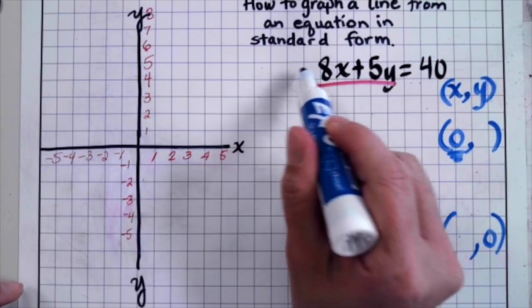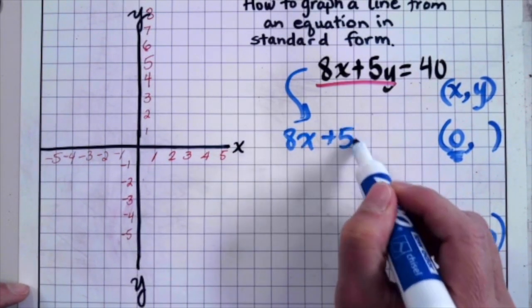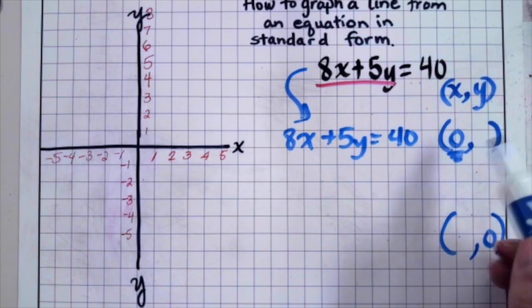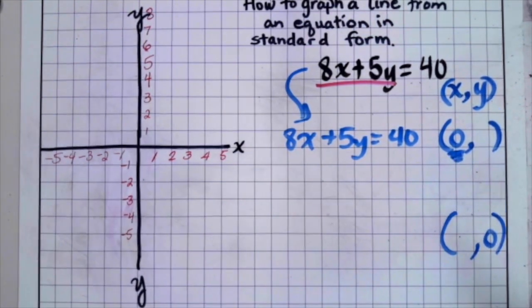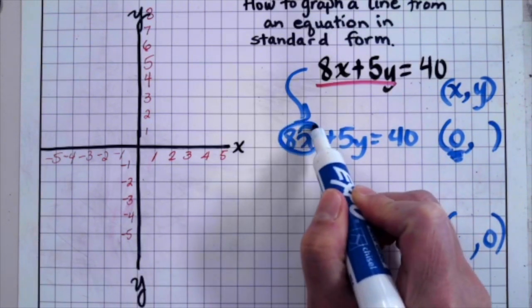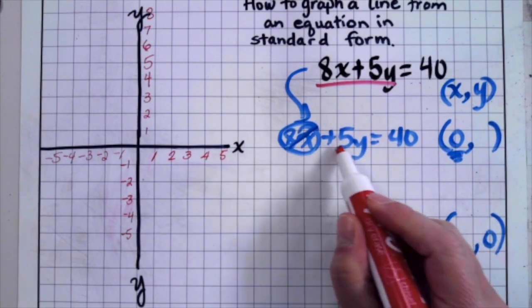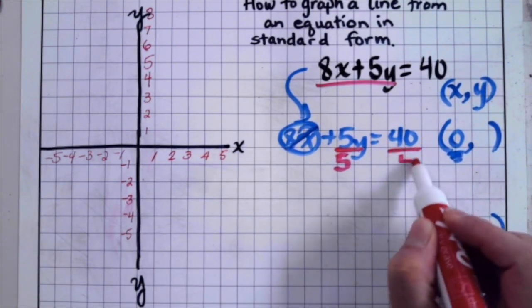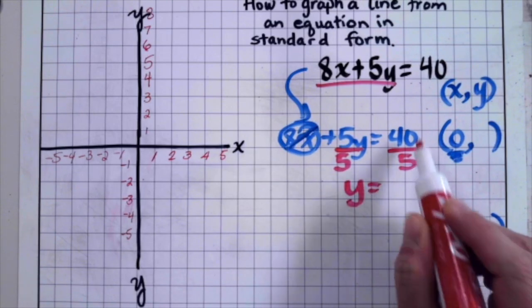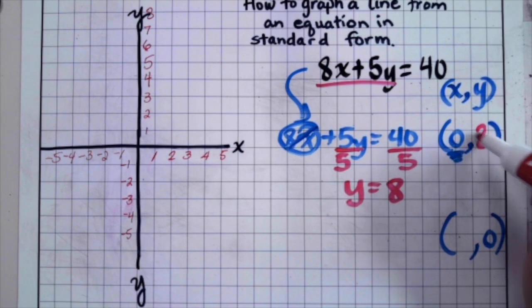So I'm going to rewrite this equation, 8x plus 5y equals 40. And because 0 is in the x spot, I'm going to make this whole entire x section a 0. Now I have 5y equals 40, and I'm going to solve that. The way I solve it is I divide both sides by 5, and that'll give me y equals 40 divided by 5, which is 8. So I'm going to put an 8 right there.